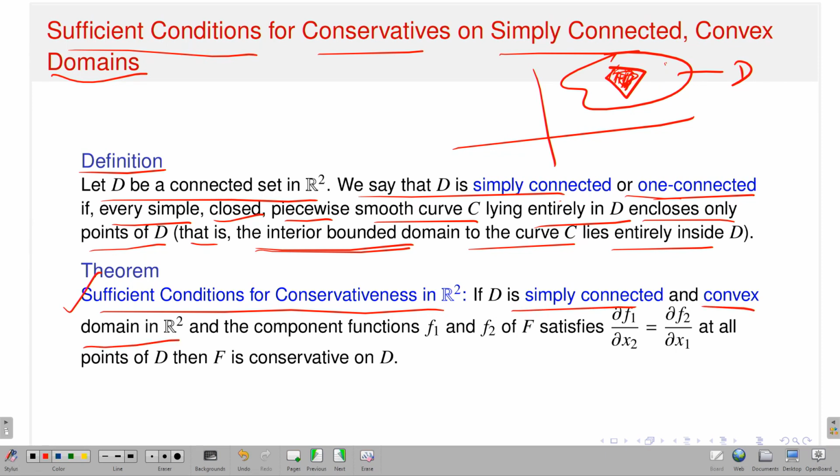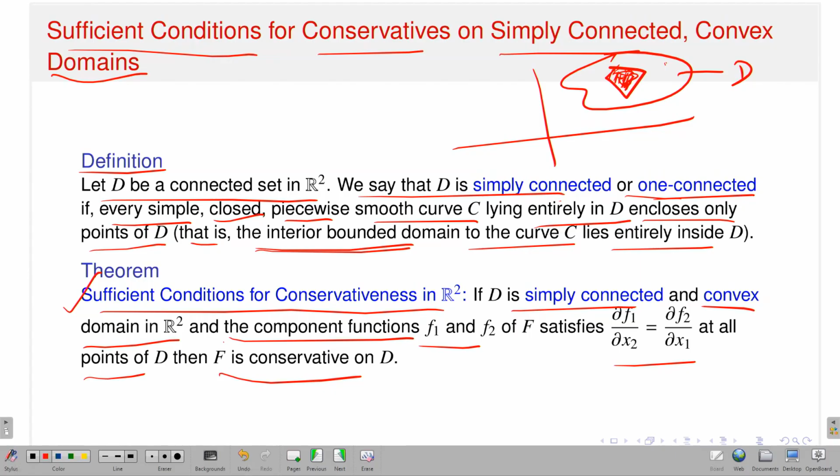So, two things. If I have a domain which is simply connected and convex, and on top of that, the component functions f1 and f2 satisfy ∂f1/∂x2 exactly equal to ∂f2/∂x1 at all points of D, then F is actually a conservative vector field in D. So, the necessary conditions become sufficient.